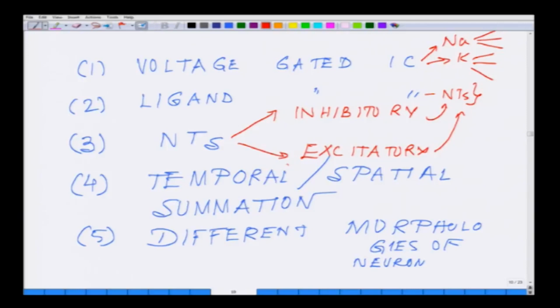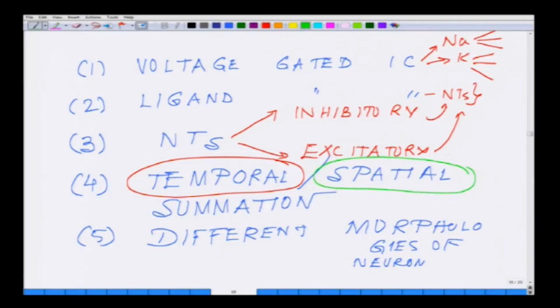Then we have talked about the temporal summation. Over a period of time the summation is taking place. Then at different places within the space of the network there is a summation taking place. Then there are different morphologies of the neuron.